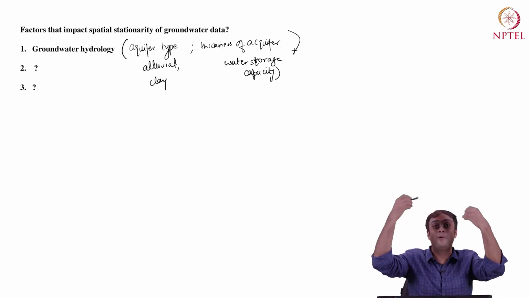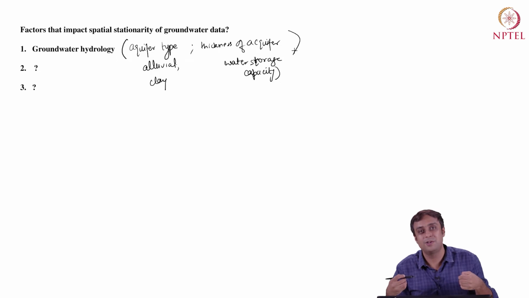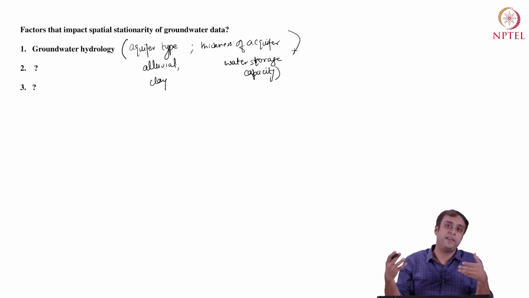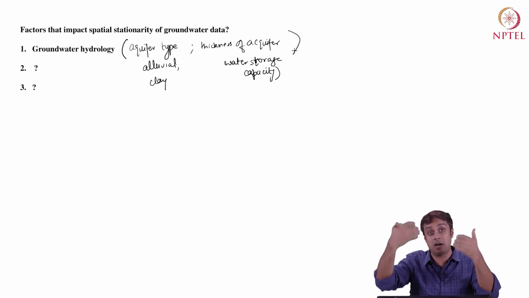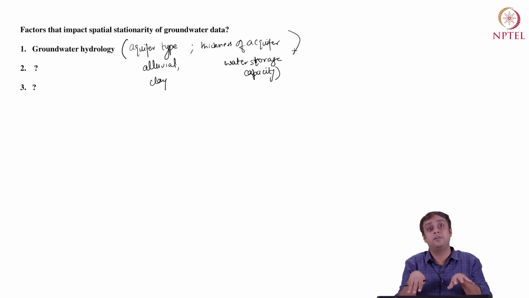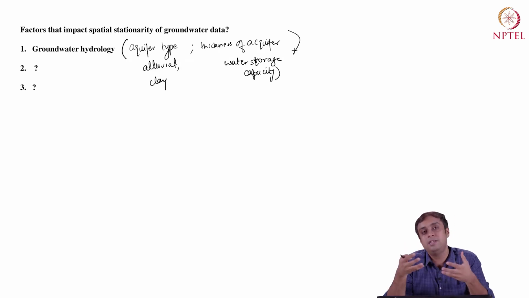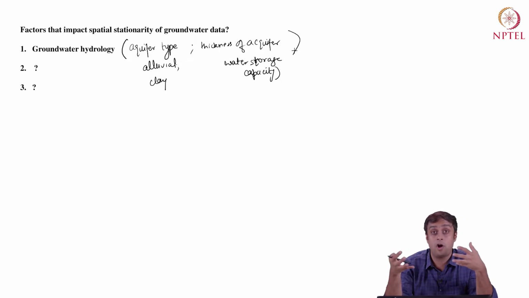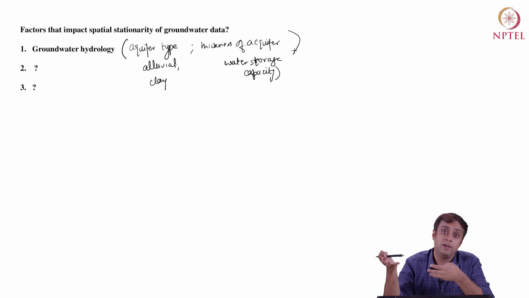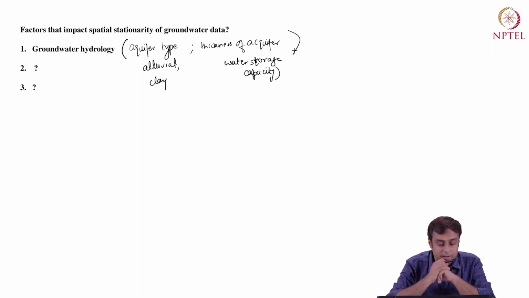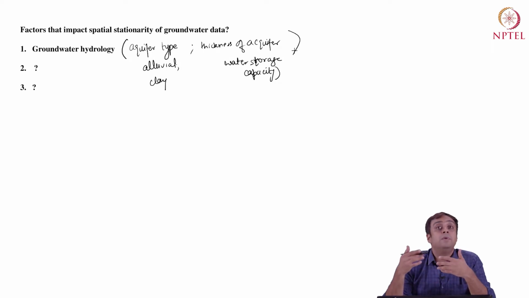It's also important how fast the water moves from the ground surface. Let's say if there is precipitation, how much and how fast will it actually enter the aquifer source of water, right? So clearly hydrology is important for making a decision on whether or not a region or a sub-region is a stationary domain for groundwater spatial analysis, right? What can be the other factors?